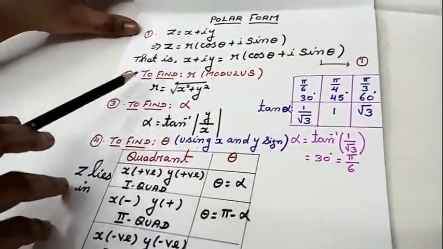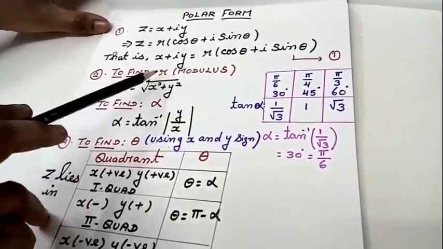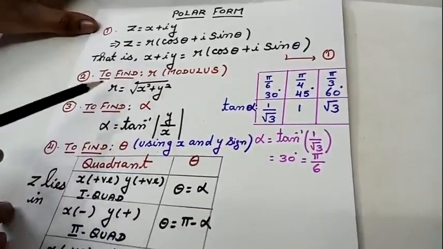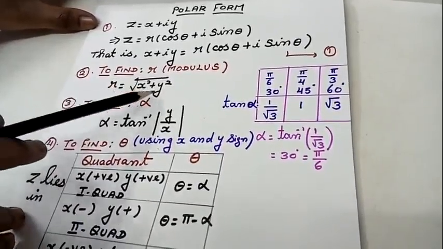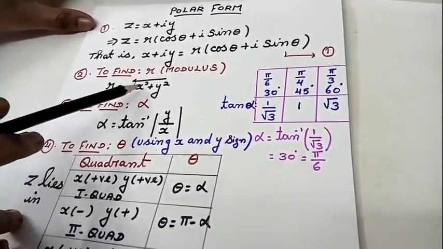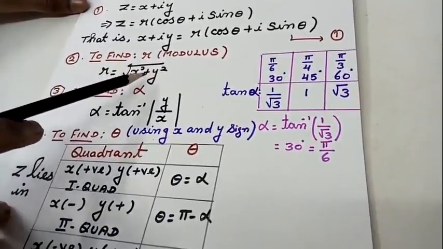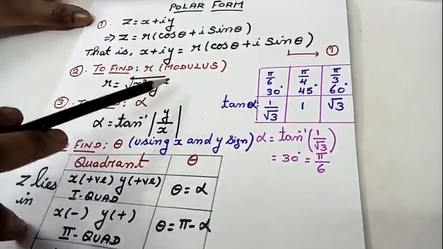Second, I am going to find r. The meaning of r is modulus. How to find r is, r equal to root of x square plus y square. You will get some value, and you will be writing the value, students. That is r equal to root of x square plus y square. If you calculate, you will get an answer.